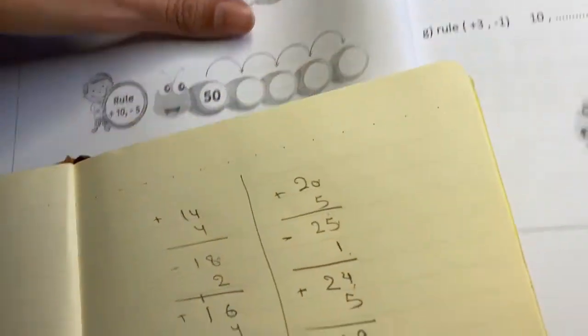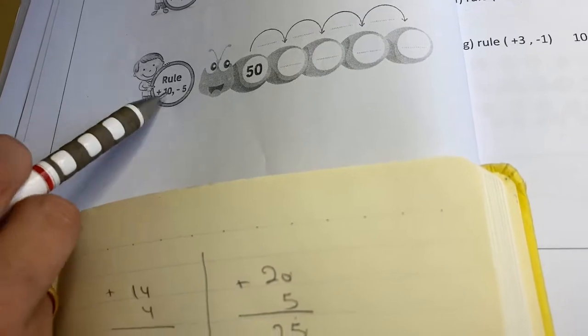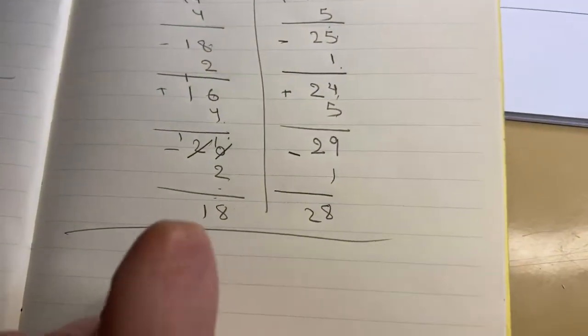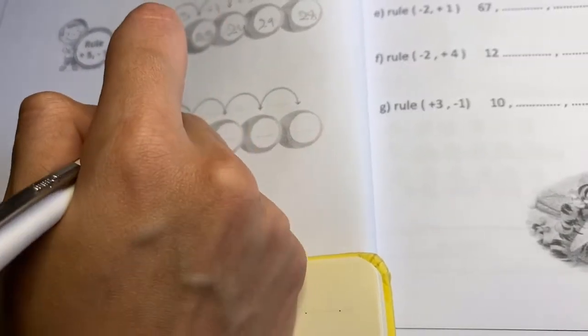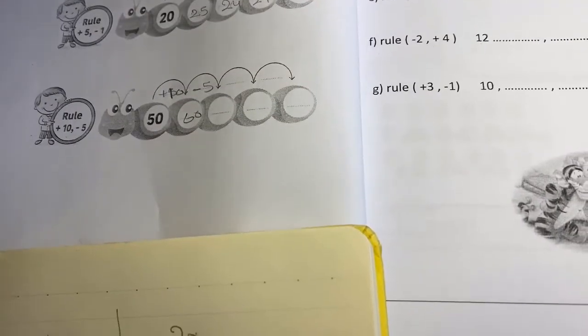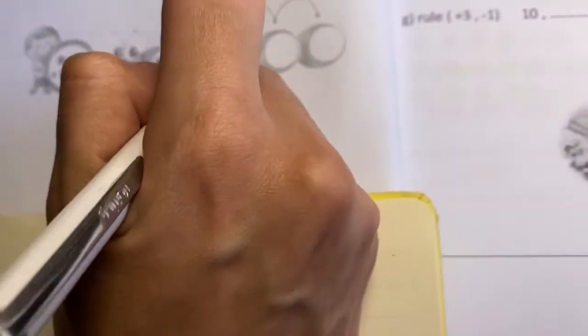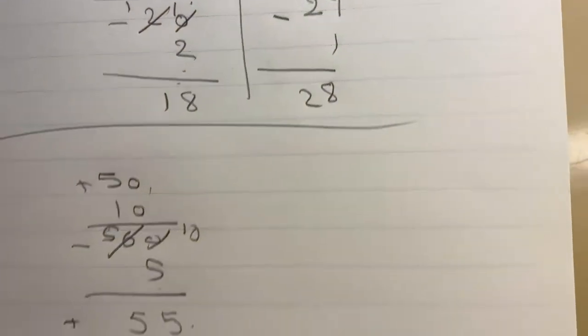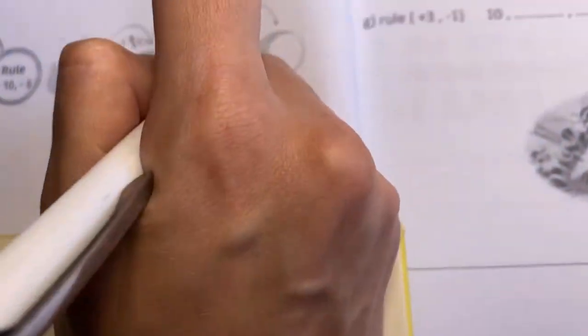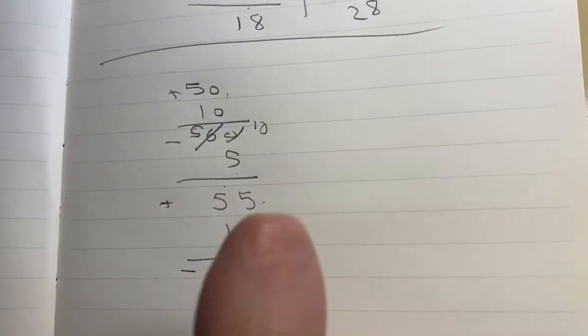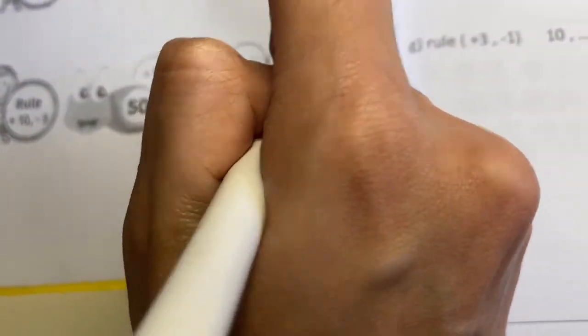The last one, the rule is plus 10 minus 5, plus 10 minus 5. Okay, 50 plus 10, 0 plus 0, 0, 5 plus 1, 6, 60. Plus 10 and then minus 5. 60 minus 5. More on top or more on floor? More on floor. So we'll go next door and get 10 more. 10 minus 5, 5. 55. Keep here 55. We will add 10. 5 plus 0 equals 5. 5 plus 1 equals 6. 65. Minus 5 again, 5 minus 5, 0, and 6, 60.